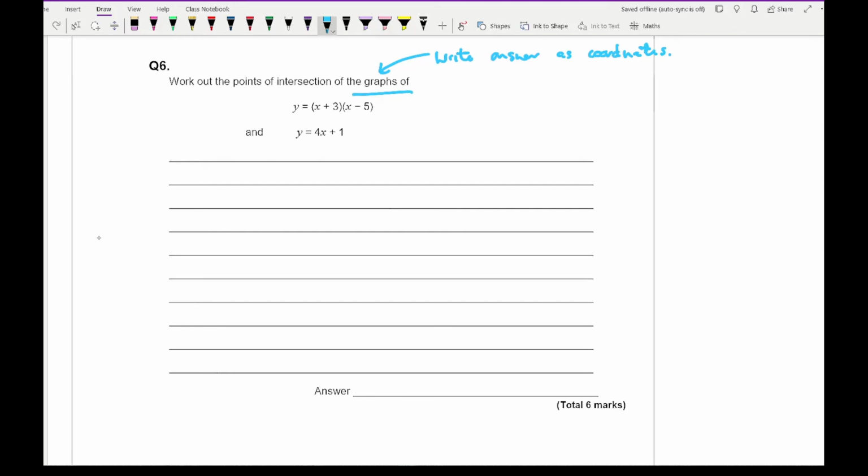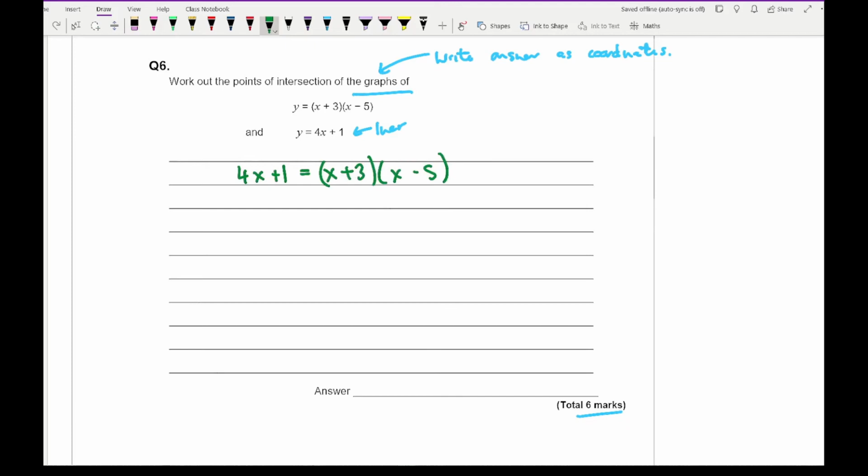So looking at this, this is my linear equation. This is my nonlinear, which is nicely already factorized for me, not that it's going to make a difference. And it's worth 6 marks. From this, we've already got y as the subject, so just make the two equations equal to each other. So 4x equals, and then x plus 3, x minus 5.